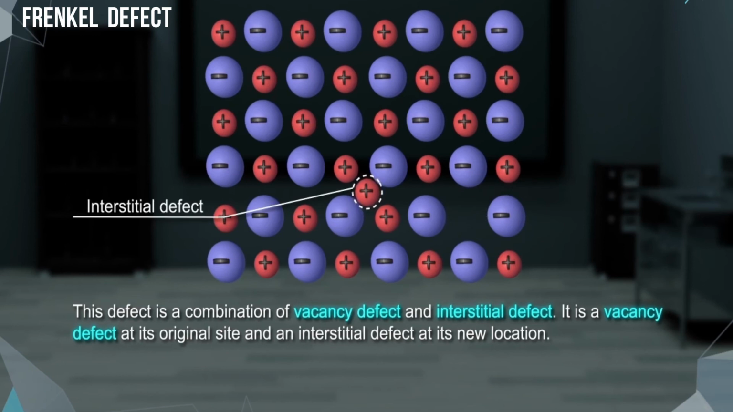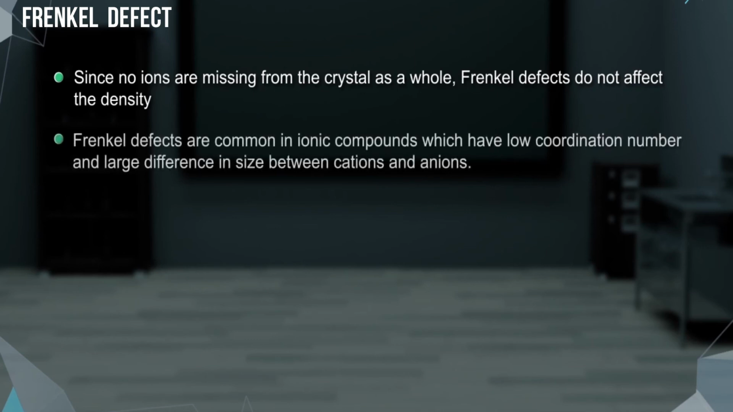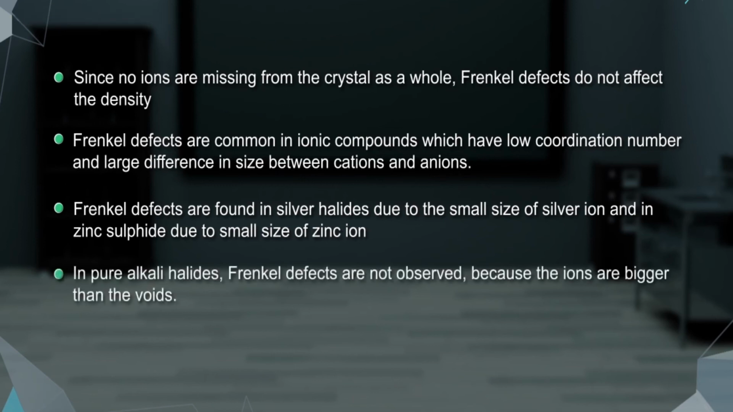Since no ions are missing from the crystal as a whole, Frenkel defect does not affect the density. Frenkel defects are common in ionic compounds which have low coordination number and a large difference in size between cation and anion. Frenkel defects are found in silver halides due to the small size of the silver ion and in zinc sulfide due to the small size of the zinc ion. In pure alkali halides, Frenkel defects are not observed because the ions are bigger than the voids.